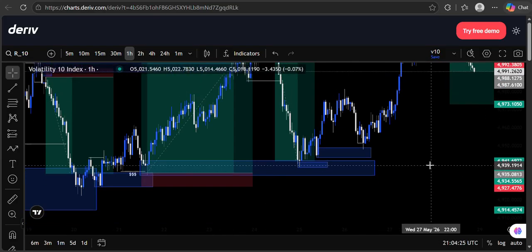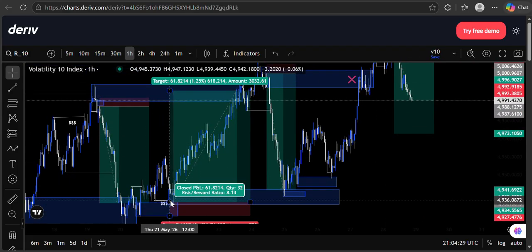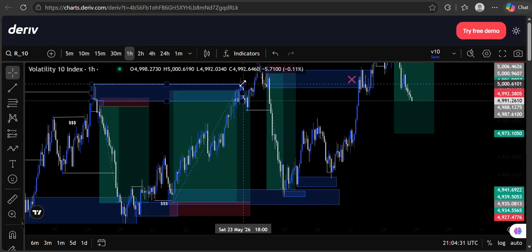So let's go to a 1 hour time frame. Now we see that the moment price got into this place, it moved massively. And this was our exit point. We exited the trade there.